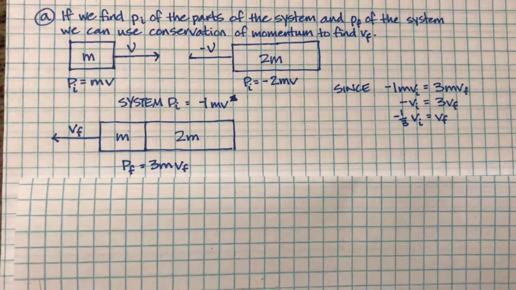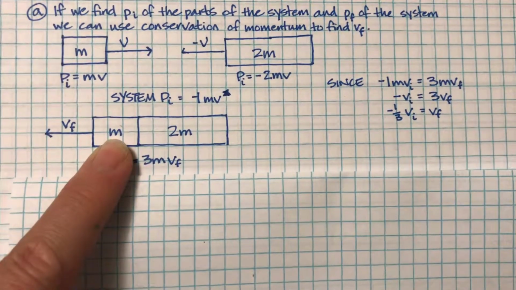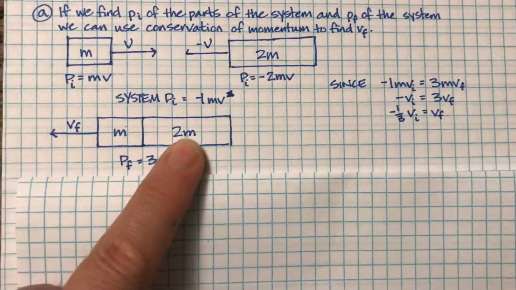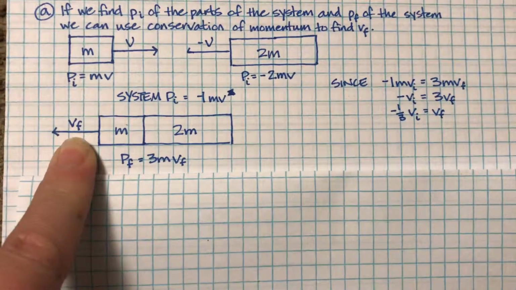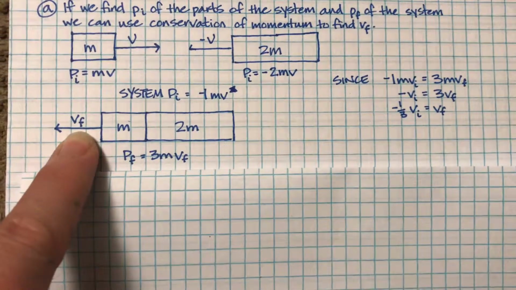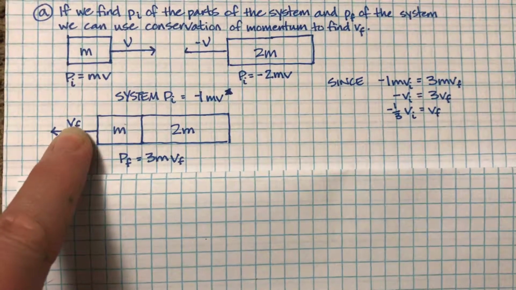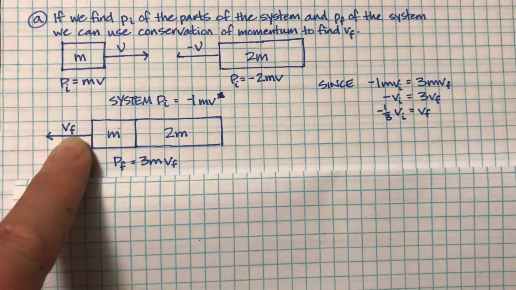Let's find the final momentum of the system. We know that this block is still m. This block still has mass 2m. We know that the thing is traveling backward at this point, or in a negative direction. We don't know its velocity, so I've put v sub f here to symbolize final velocity.